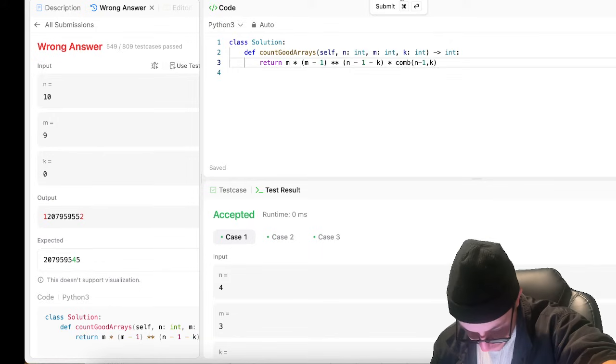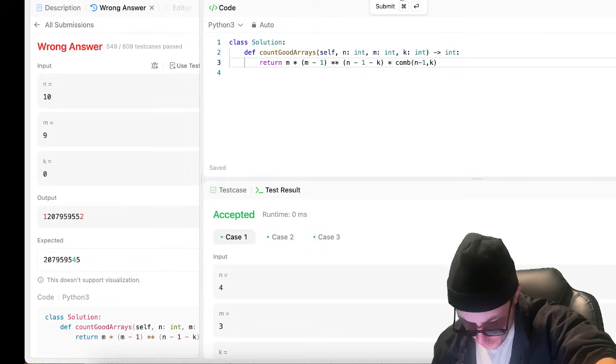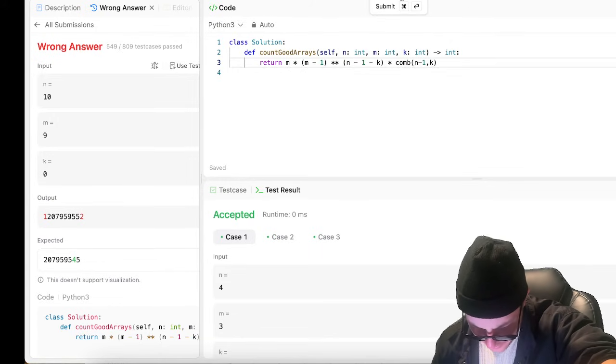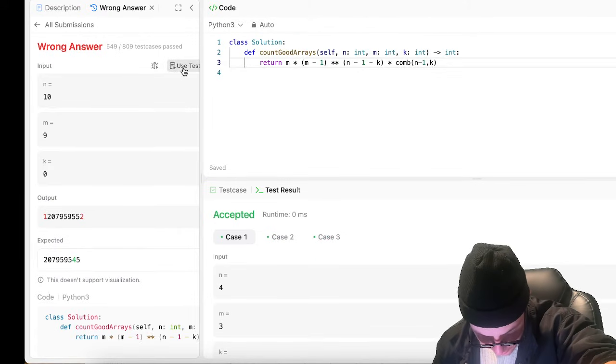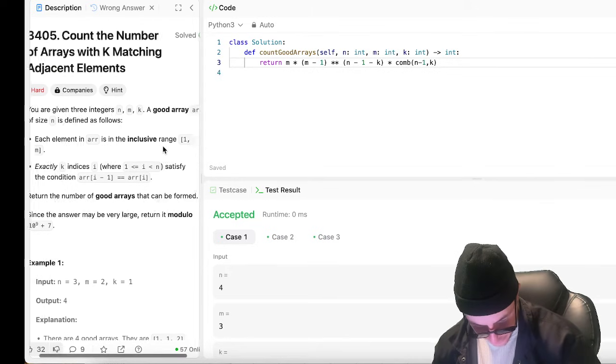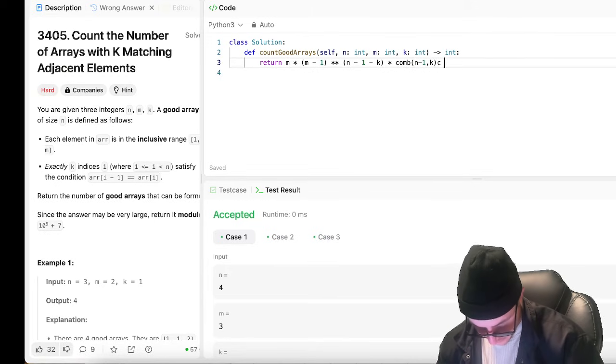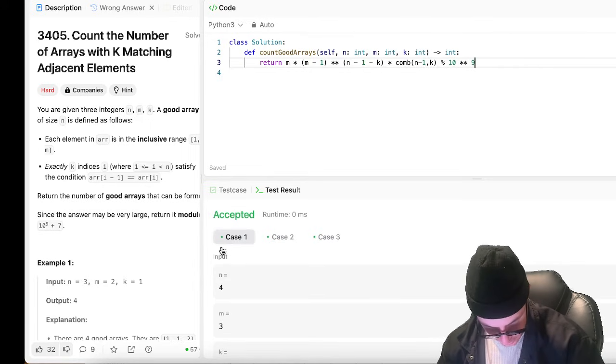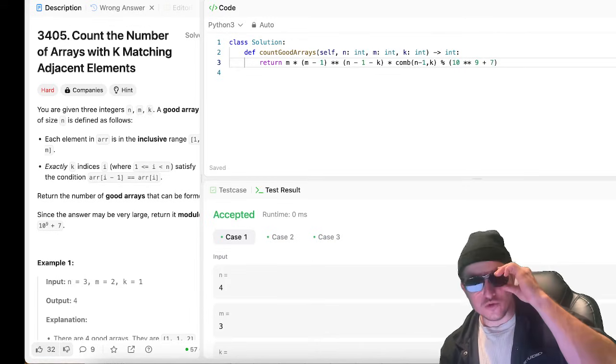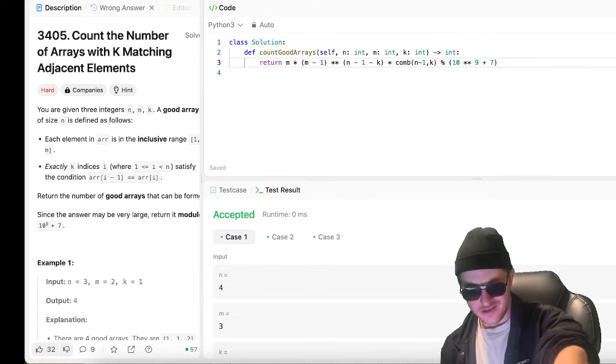What have I done? Ooh, child, things are gonna get easier. And I forgot to, as per usual, I forgot to mod it. 10 to the 9 plus 7.